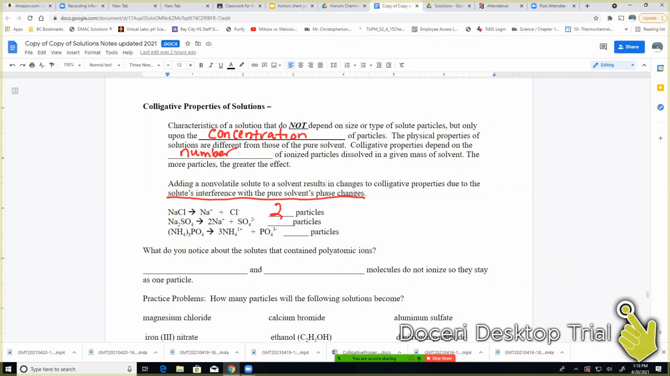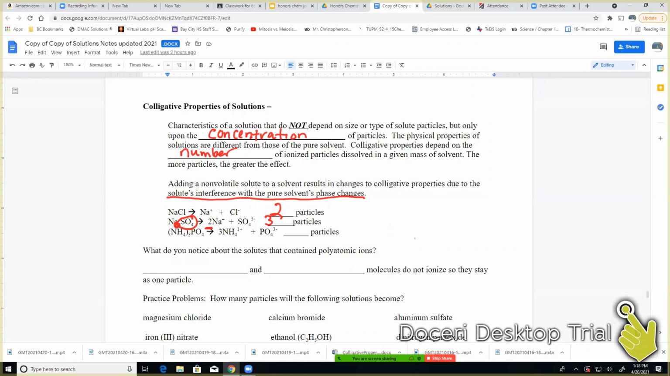If I look at sodium sulfate, the sodium has a subscript of 2. So that means I will have 2 sodium ions. And the sulfate, the SO4, that's a polyatomic ion, and it will stay together as just one particle. So I have 2 sodium and 1 sulfate for a total of 3. If my sulfate would have been in parentheses with a subscript on the outside, then that would have meant I had 3 sulfate ions, but this one only had 1.